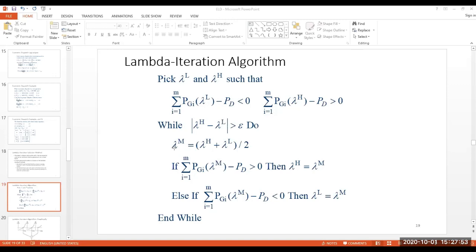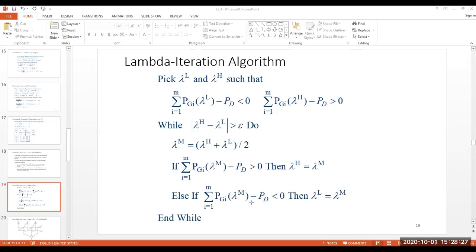Now you take this updated lambda and plug it in your error function. So instead of putting lambda L or lambda H, you put the newly calculated lambda here, lambda M. And now you check the condition. If this new lambda gives you positive error, then what you do? You reduce your higher value of lambda and you set it to lambda M.